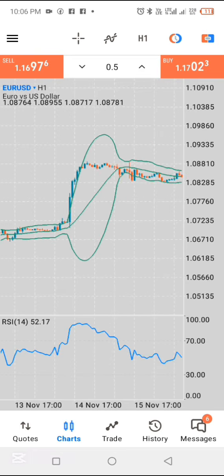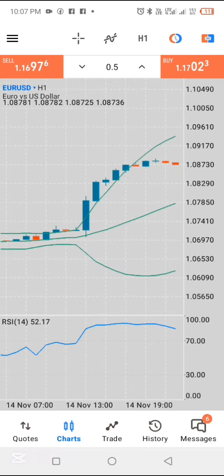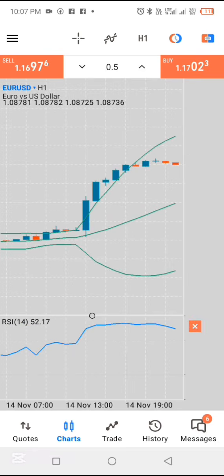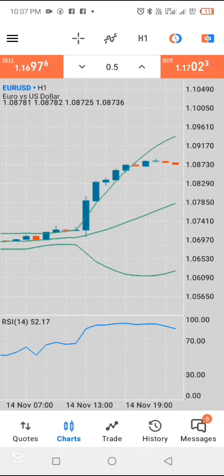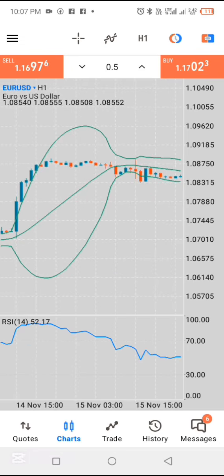And one thing about this squeezing and opening of Bollinger Bands: if after the squeezing the market breaks and the candlestick closes above the upper band, just as you can see here, this marks a break of market structure. So the best thing to do at this time is to trade in that direction.